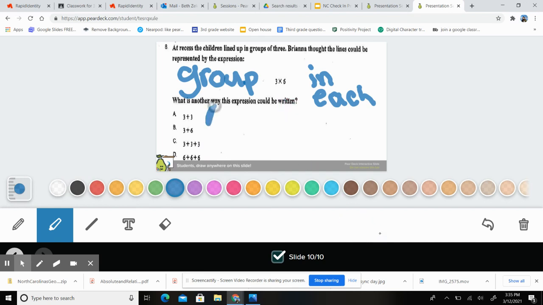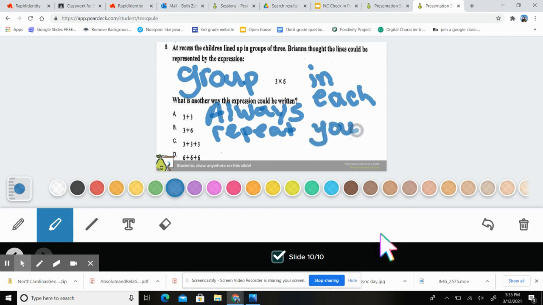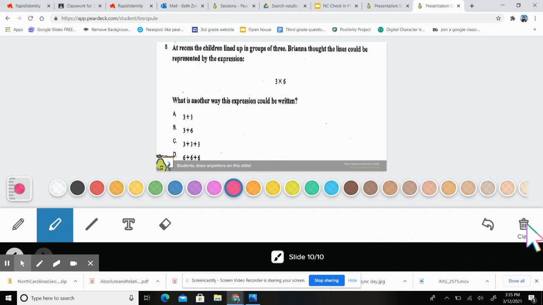Remember, you always repeat your second factor. So if I know that I always repeat my second factor, I would say 6 3 times. Notice that they put 3 3 times here. You can also discount that answer because you know that that only equals 9. And you know this equals more than 9.